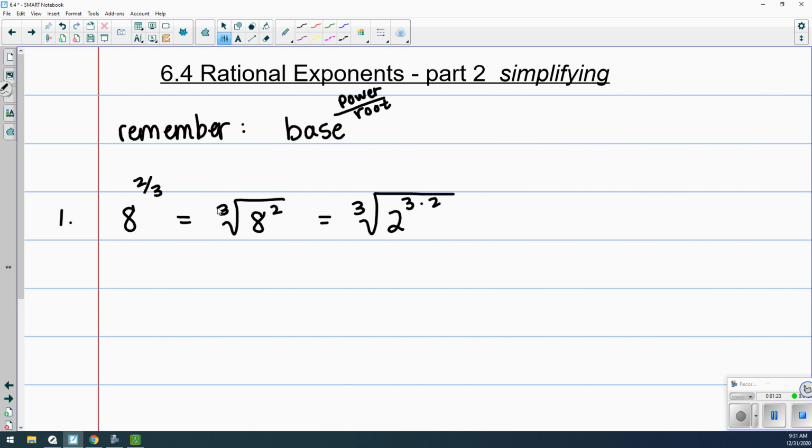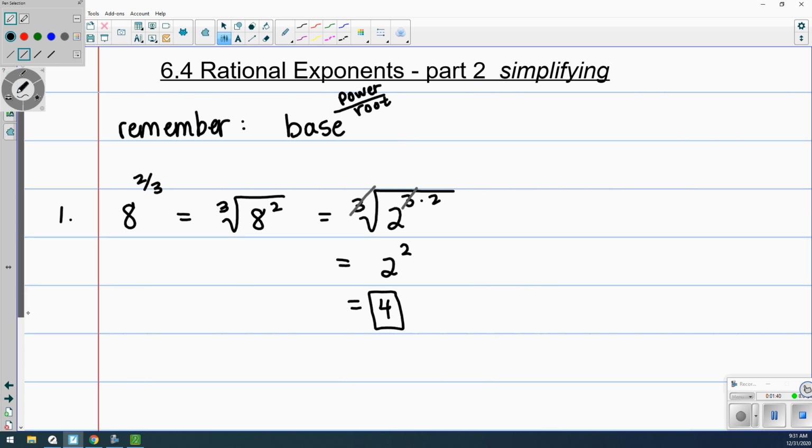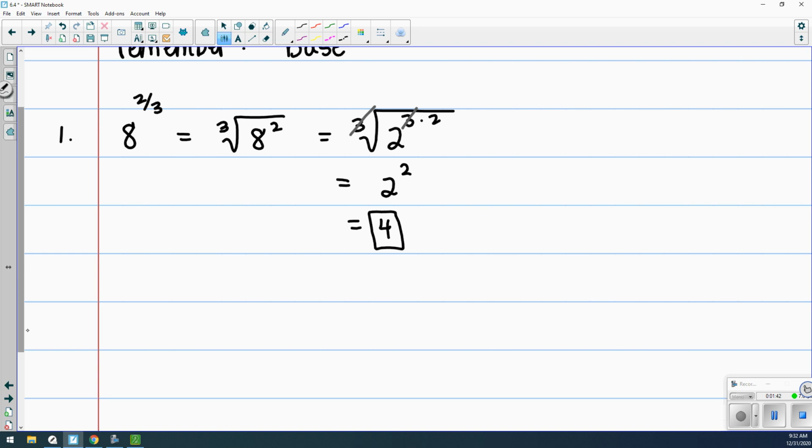So what happens next is I get some stuff to cancel out, third root and third power. So I am left with 2 squared, which is 4. So there's my final answer. 8 to the 2/3 is technically 4. Let's do another example.